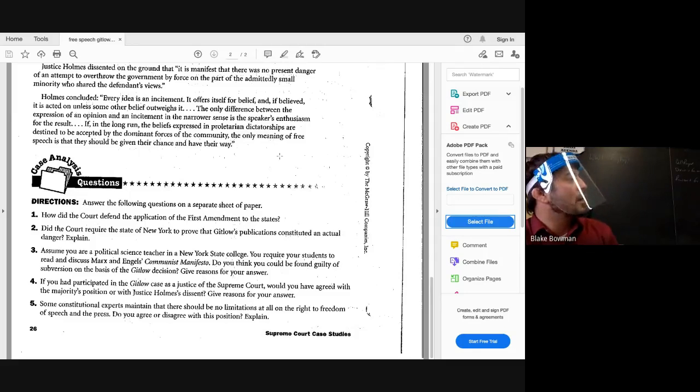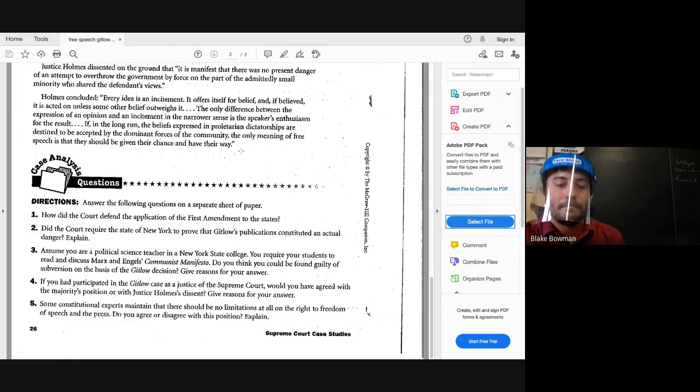Good job. You're just talking about it and discussing it. I mean, as long as you're not promoting those beliefs, I think you'll be good. All right, four. If you had participated in Gitlow's case as a justice of the Supreme Court, would you have agreed with the majority's position or with Justice Holmes' dissent? Give reasons for your answer. What do you have, Alex, for four?